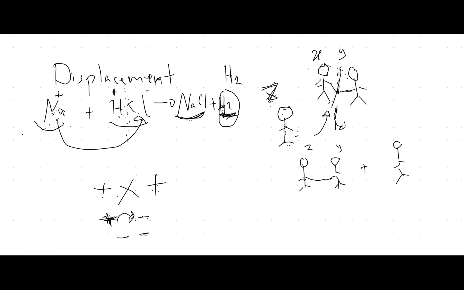So we did the single displacement, now we will do the double displacement. Double displacement is the same idea as the single, but here there is no stronger. In the single, we need stronger. In the double, we don't need stronger. It's just two couples.